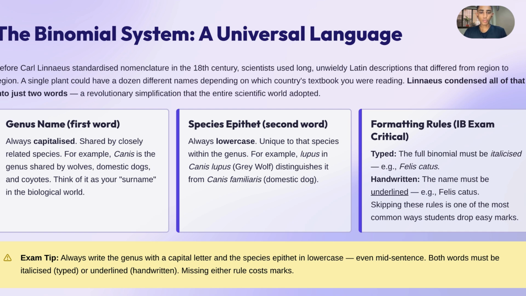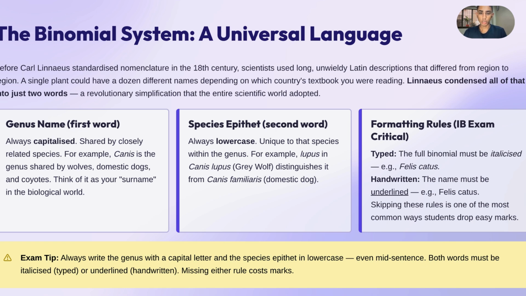The foundation of the system is the binomial system, popularized by Carl Linnaeus. Before this, scientists used long, messy Latin descriptions that varied by region. Linnaeus simplified it to just two names. Take the grey wolf, Canis lupus. The first name, Canis, is the genus and the second name, lupus, is the species.